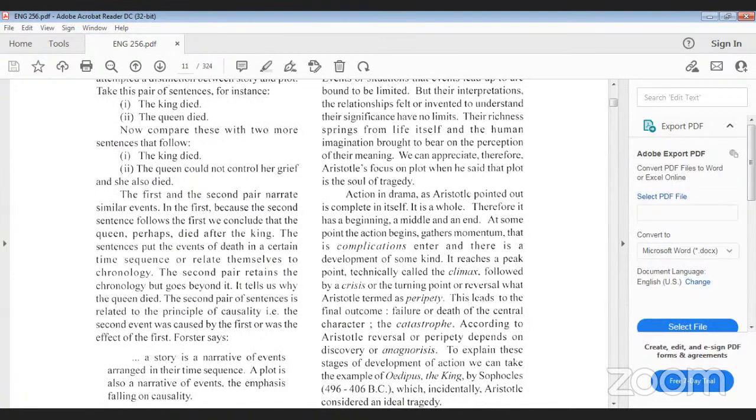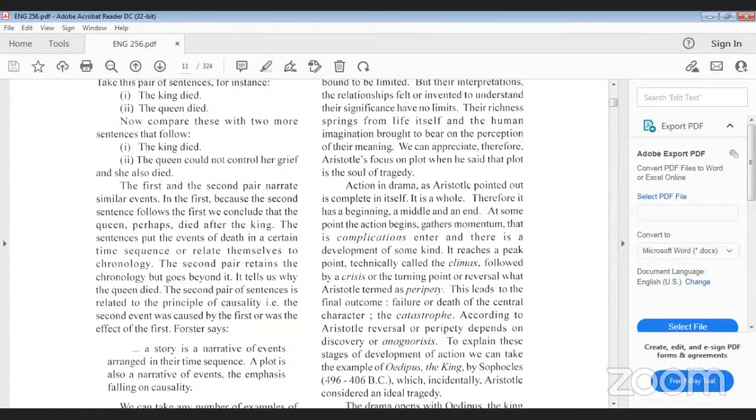followed by a crisis or the turning point of reversal, what Aristotle termed peripeteia. This leads to the final outcome, failure or death of the central character. Okay, the catastrophe, according to Aristotle, reversal or anagnorisis.